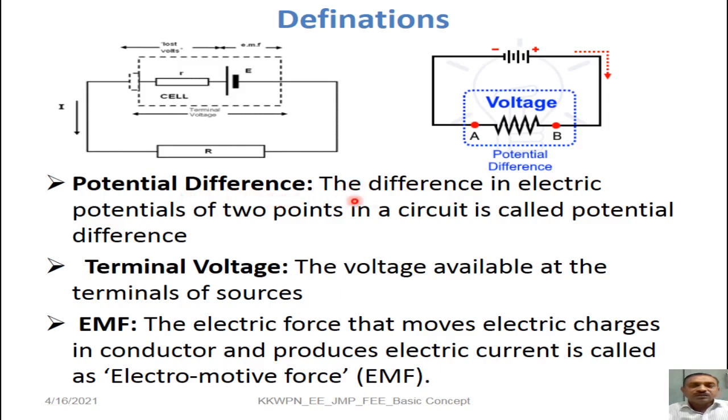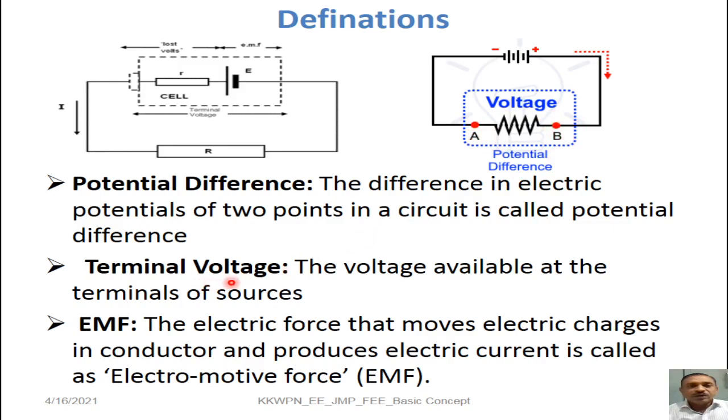Potential difference. The difference in electric potential of two points in a circuit is called the potential difference. We can refer to this diagram where we see that a battery is supplying certain current to this load resistance which has two terminals A and B. So the difference in potential of terminals A and B is called the potential difference. This potential difference will be equal to VA minus VB, where VA is the voltage at terminal A and VB is the voltage at terminal B.